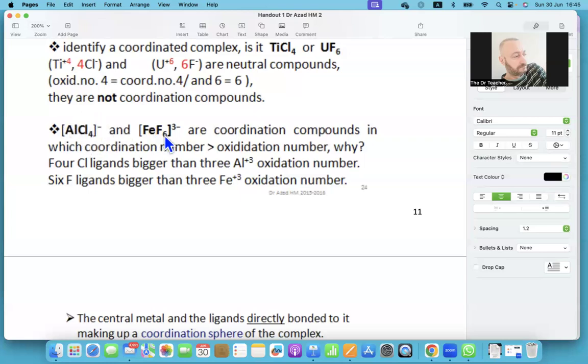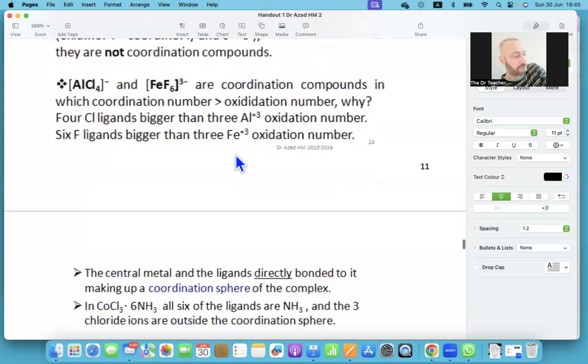We come to the iron. Again, the same thing. Iron, fluorine, 6 minuses. What's the difference between the 6 minuses and the 3 at the top? 3 minuses, so it will be 3. The 3 belongs to iron, so iron is +3, the oxidation number for the iron is +3. So the number of coordinated atoms is 6, the oxidation number is 3, 6 is bigger than 3. In this case, they are both coordination compounds.